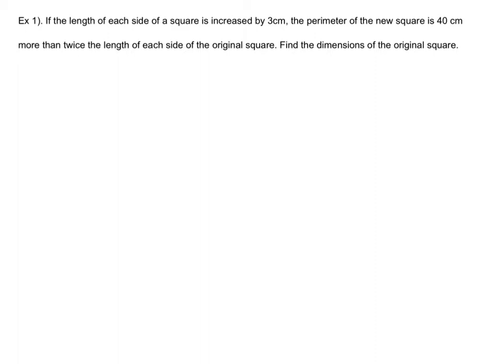If the length of each side of a square is increased by 3 centimeters, the perimeter of the new square is 40 centimeters more than twice the length of each side of the original square. Find the dimensions of the original square.